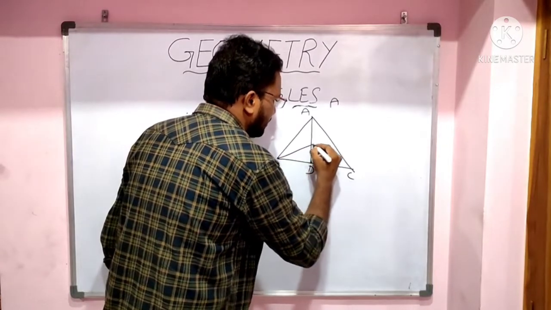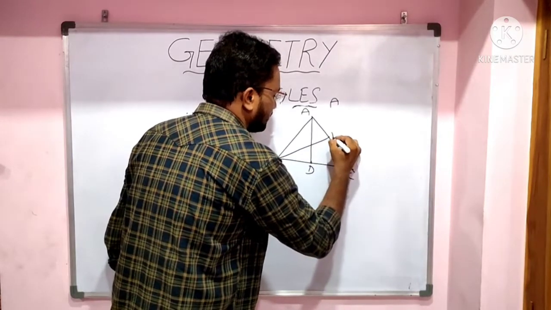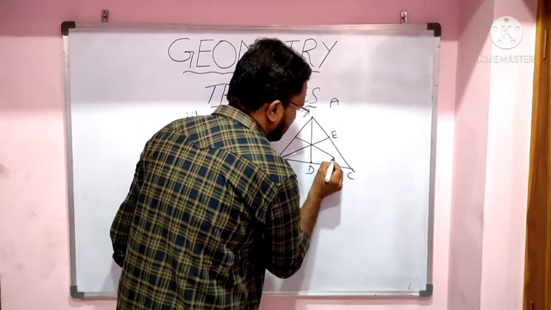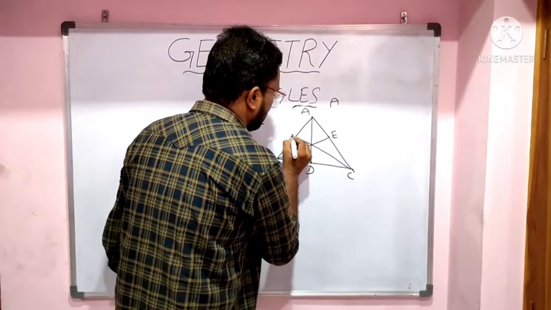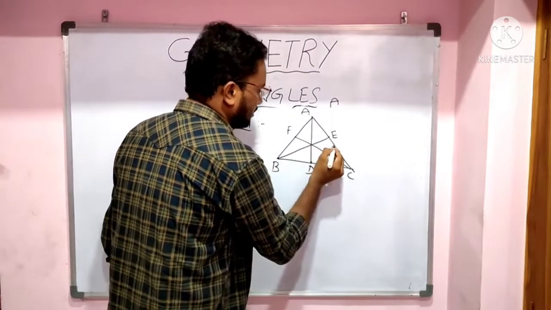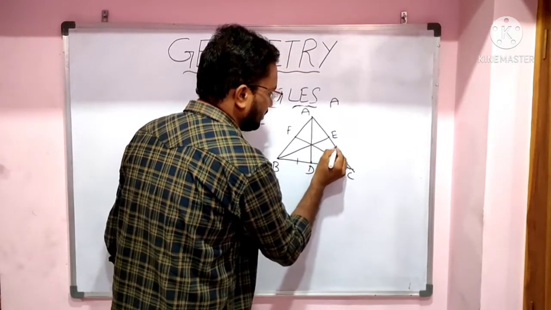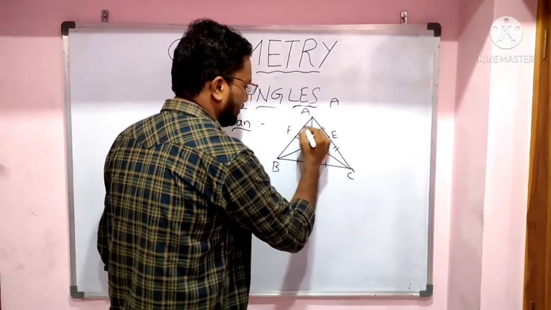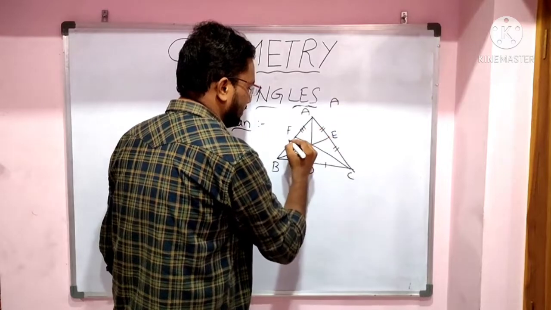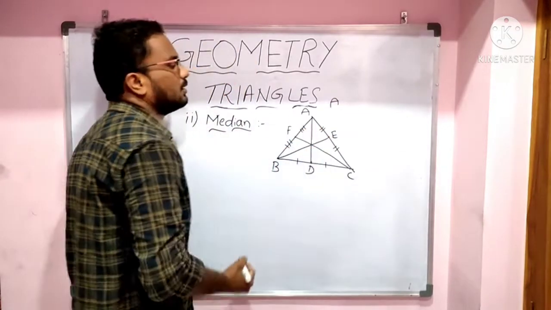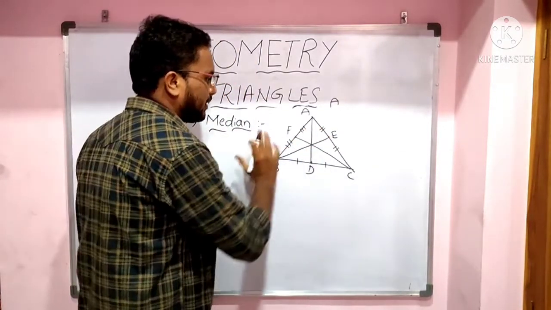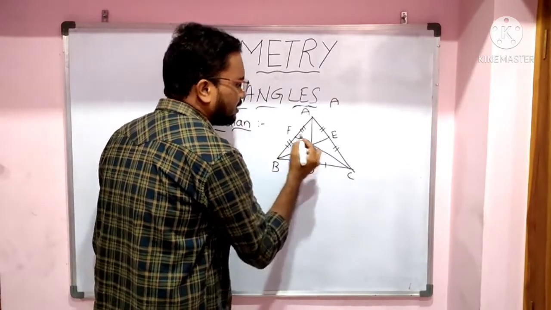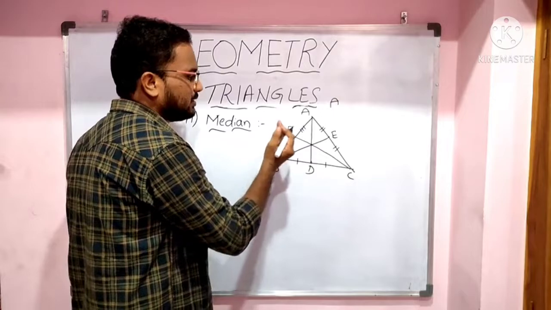We can draw three medians. This is one, second one, and this is third one. So this is F. This length both are equal. This is the midpoint, so these two lengths are equal, and this is the midpoint, so these two lengths are equal. Okay, so in a triangle we can draw three medians, and all these three medians are concurrent. That means they meet at a single point.